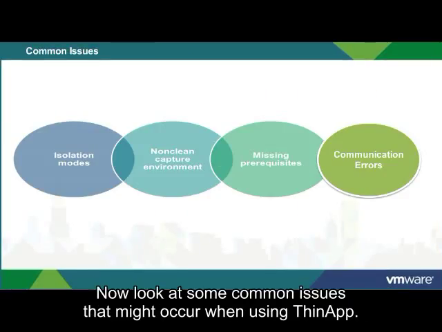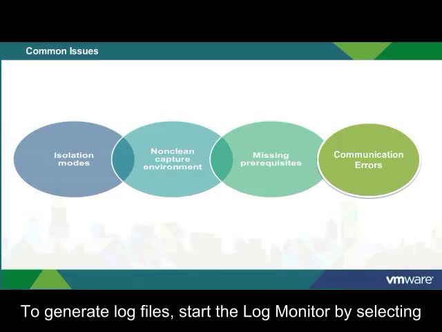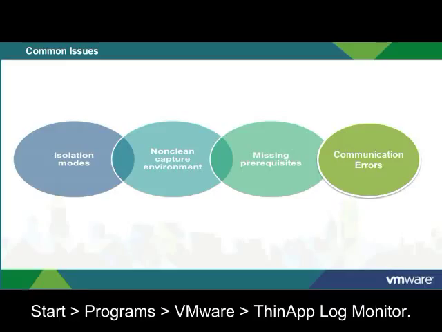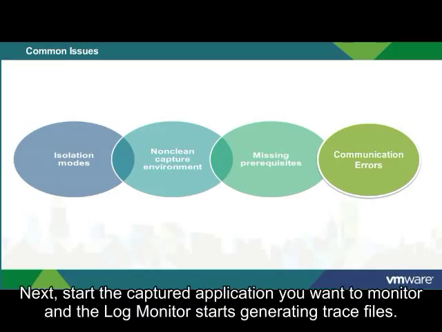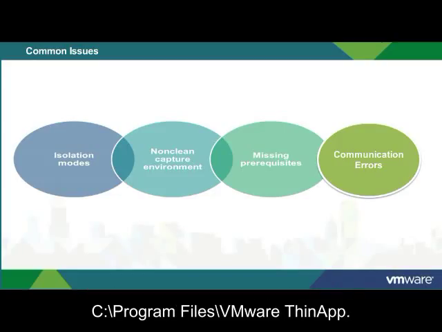Now, look at some common issues that might occur when using ThinApp. You can look in the log files for indications of different types of problems. To generate log files, start the log monitor by selecting Start, Programs, VMware, ThinApp Log Monitor. Next, start the captured application you want to monitor, and the log monitor starts generating trace files. The default location for trace files for a local installation can be found here. See Program Files, VMware ThinApp.